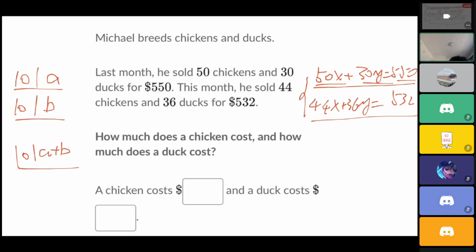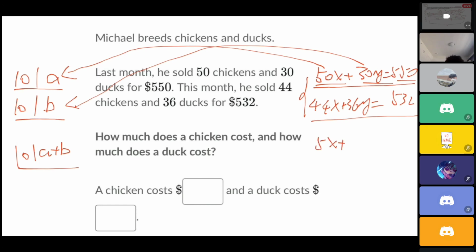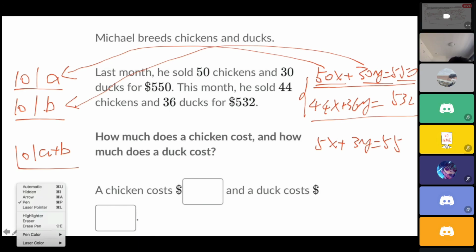So here you have 50x as A, which is divisible by 10 because 50 is divisible by 10. And then 30 is divisible by 10. So this 50x plus 30y is definitely divisible by 10. You don't even have to worry about the right hand side. So you simplify this into 5x plus 3y equals 55, right? And then that's actually the same thing with that.